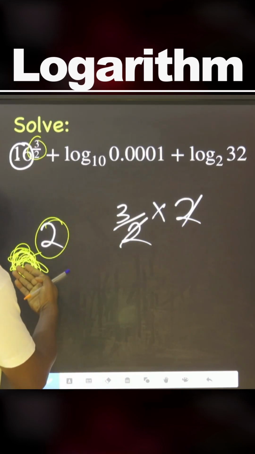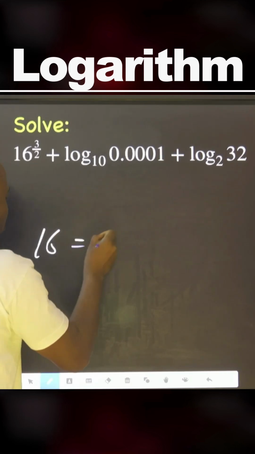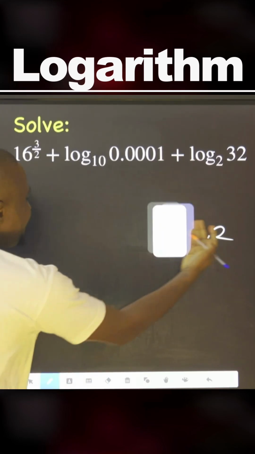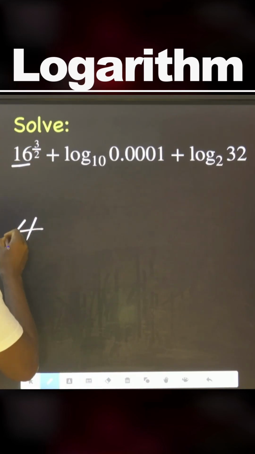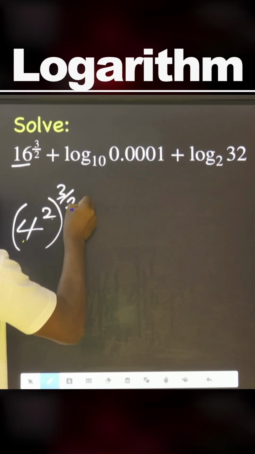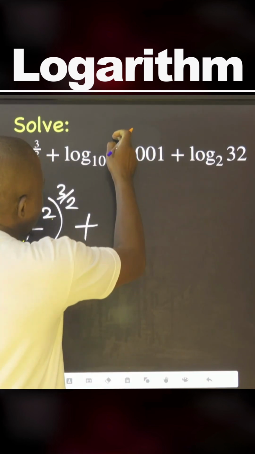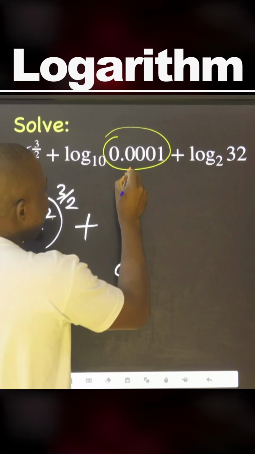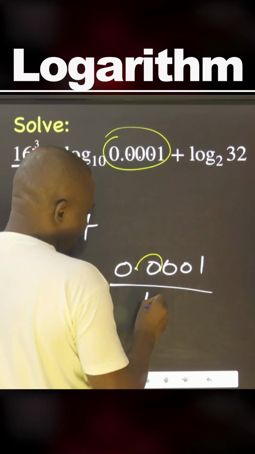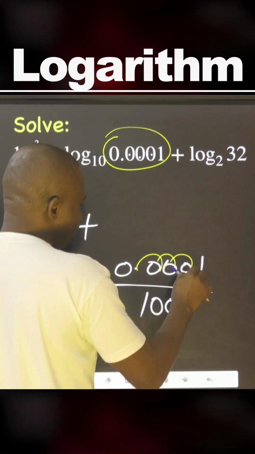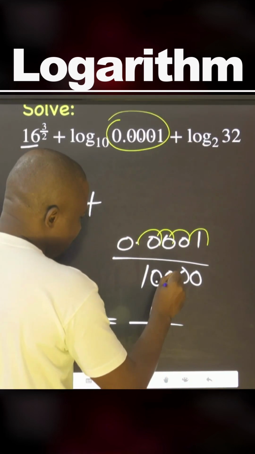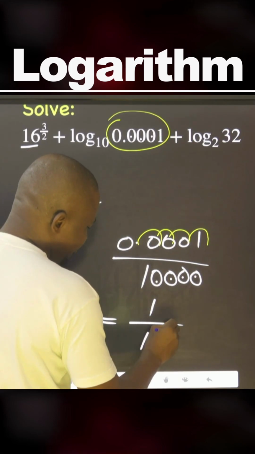That is my target. And you agree with me, 16 is equal to 4 times 4, which is equal to 4 raised to power 2. It means, therefore, I can replace this 16 with 4 raised to power 2. I will still retain 3 over 2. For this one, what is the meaning of this? How many 0s? 1, 2, 3. You agree with me? If I move this here, I put 1 0 here, move this here, put another 0, move this here, put another 0, move it here, put another 0. Therefore, I have 1 over 1, 2, 3, 4. That is 10 raised to power 4.